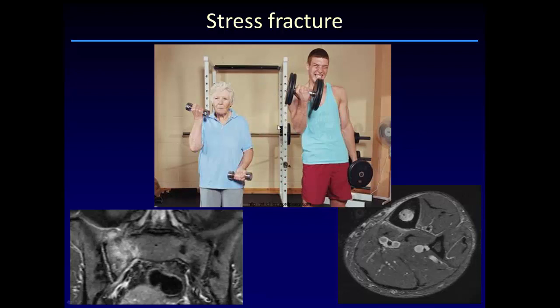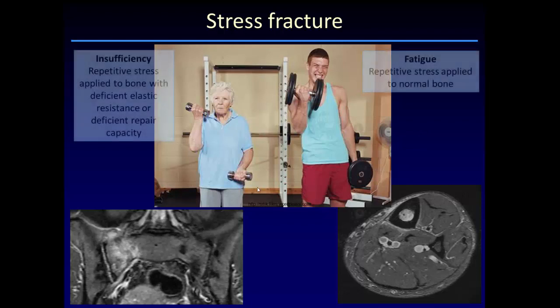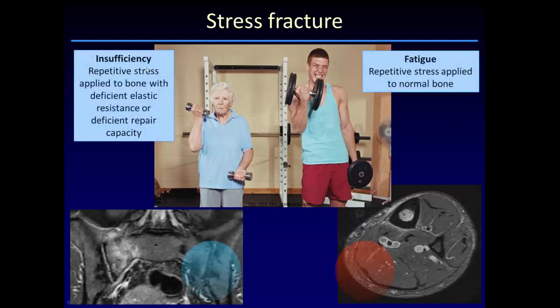Now let's turn to stress fractures in general. These are divided into two types. Insufficiency fractures are generally seen in older patients where the bone is weakened due to some disorder that decreases its repair capacity, like I just showed with bisphosphonates, or something that interferes with its strength and elastic resistance. Fatigue fractures are generally seen in younger patients, and it is from repetitive stress on normal bone.